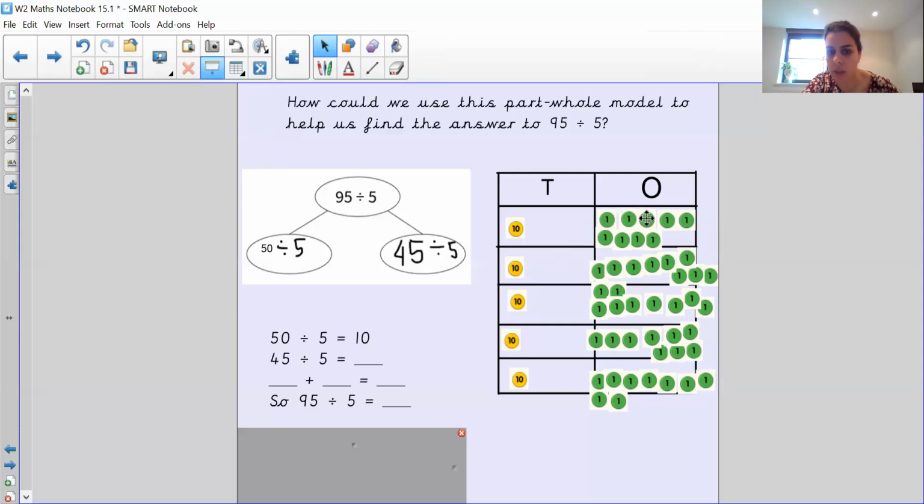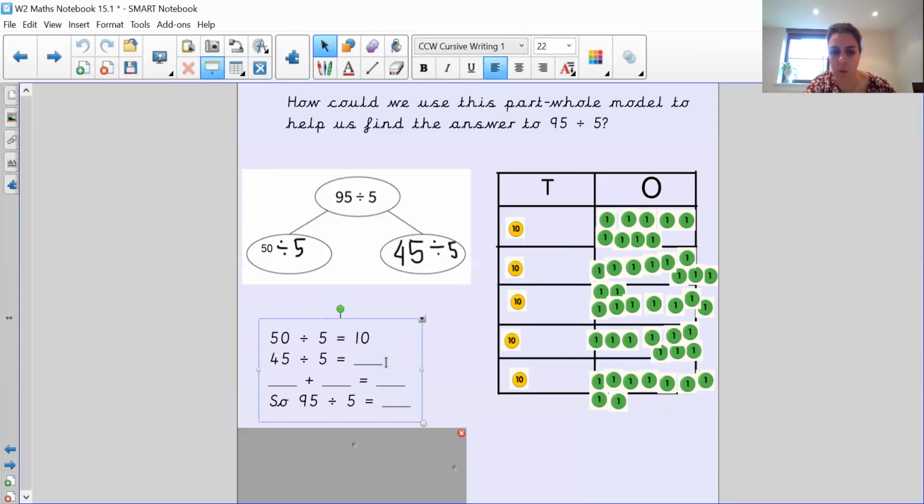1, 2, 3, 4, 5, 6, 7, 8, 9. I've got 9 ones in each one. So just check that that was even in each one because it should be. So I know that my answer must be 9.